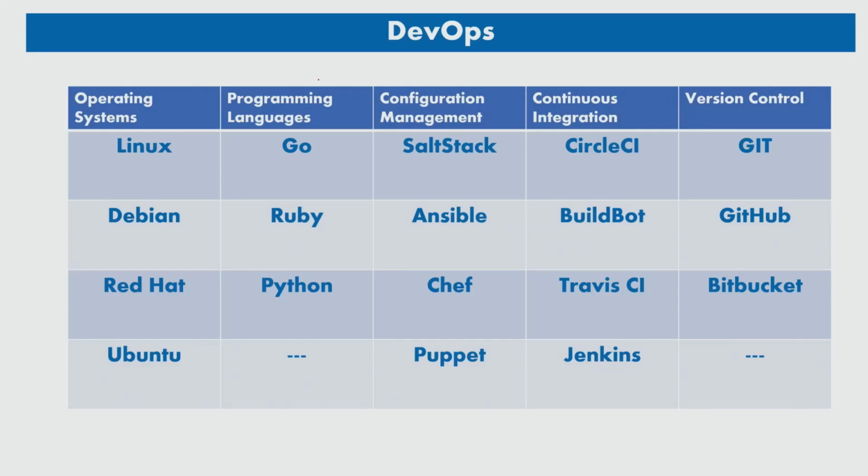Here are examples of tools used by DevOps or a DevOps culture to allow a strong deployment pipeline, right? And all of these are included on this table. So as you will see here, we have several operating systems, which are Linux, Debian, Red Hat, and Ubuntu. We got programming languages, which use Go, Ruby, and Python. For configuration management, we're using SaltStack, Ansible, Chef, and Puppet. For continuous integration, we got Circle CI, BuildBot, Travis CI, and Jenkins. And the last column is about version control, which includes Git, GitHub, and Bitbucket.